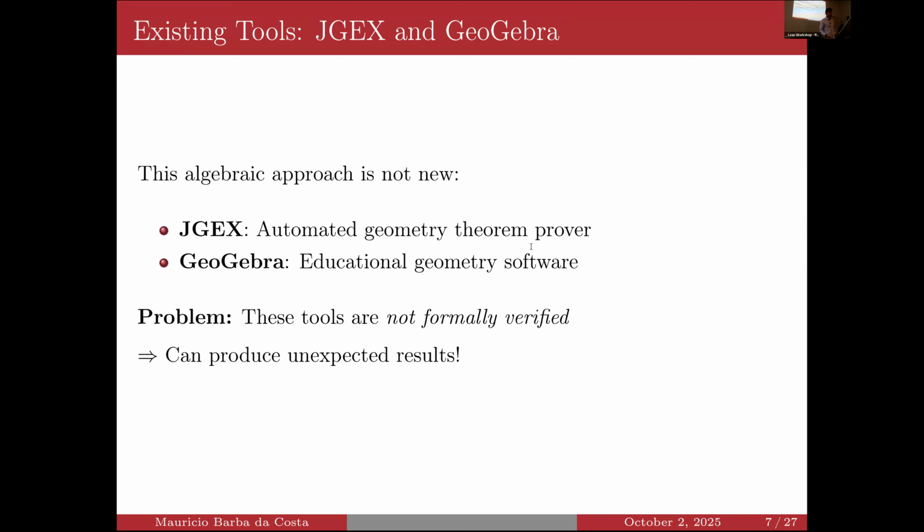Right, and this idea is not new. There is software that has done this in the past. So 2 that I'll mention are JGEX and GeoGebra. JGEX is, for instance, where a lot of the definitions for alpha geometry are pulled from. And this is an automated geometry theorem prover where there's a user interface, a user puts in a geometry theorem, and then JGEX uses a suite of automated theorem provers to try to prove the theorem. But these tools are not formally verified, and you can get unexpected results.